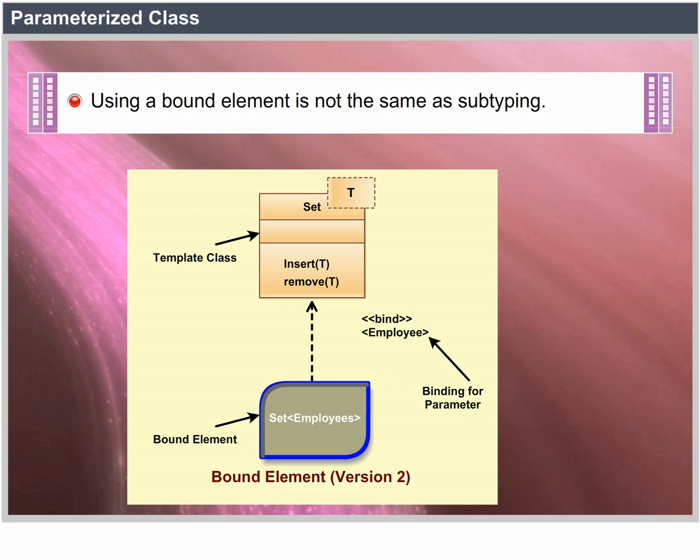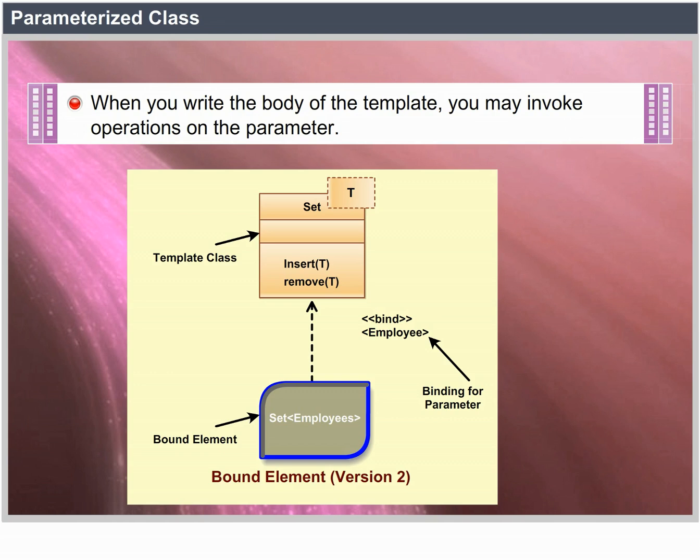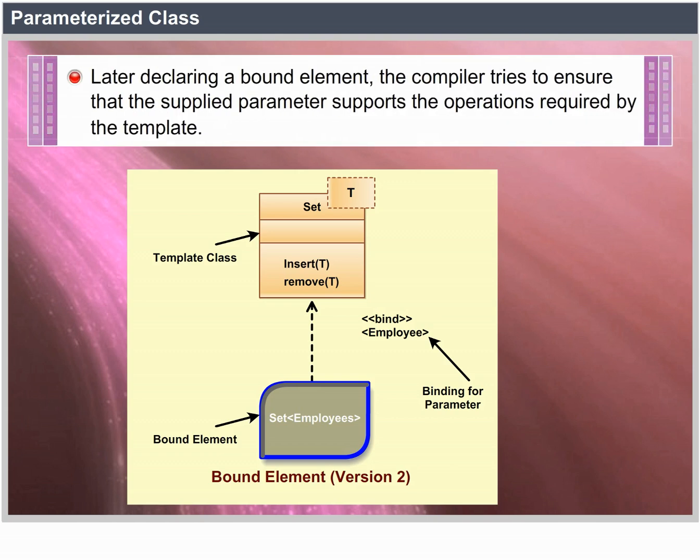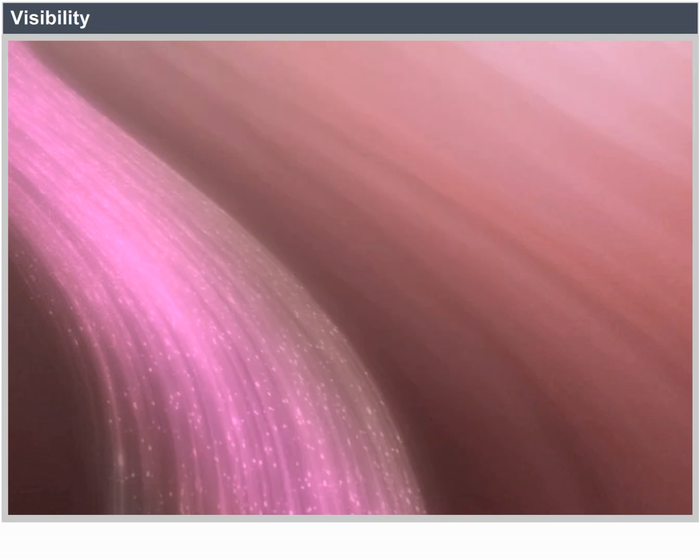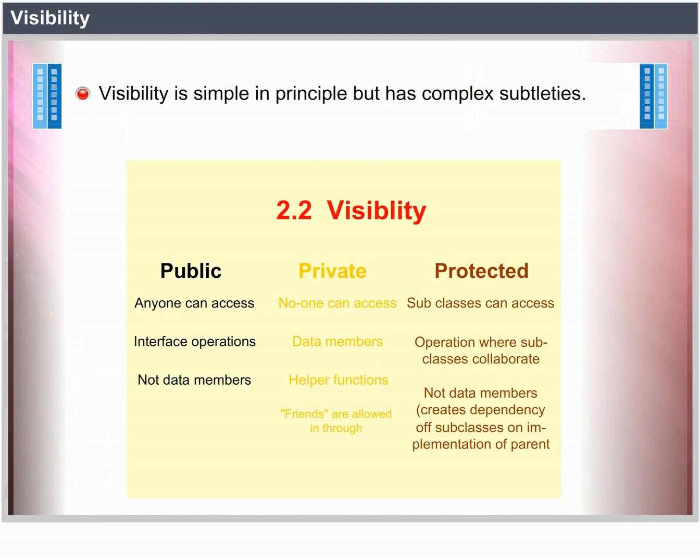Using a bound element is not the same as subtyping. Parameterized classes allow you to use a derived typing. When you write the body of the template, you may invoke operations on the parameter. Later, when declaring a bound element, the compiler tries to ensure that the supplied parameter supports the operations required by the template. Visibility. Visibility is simple in principle but has complex subtleties.